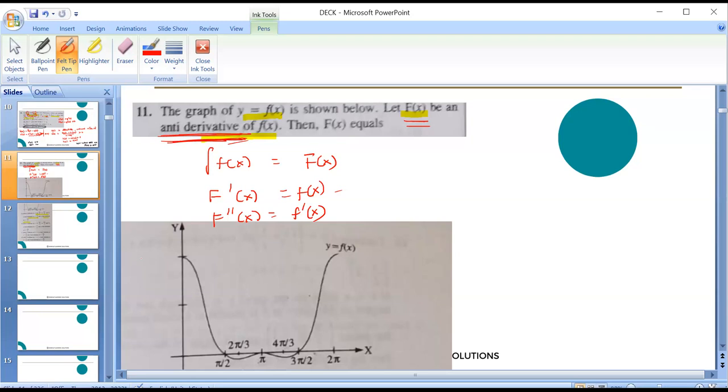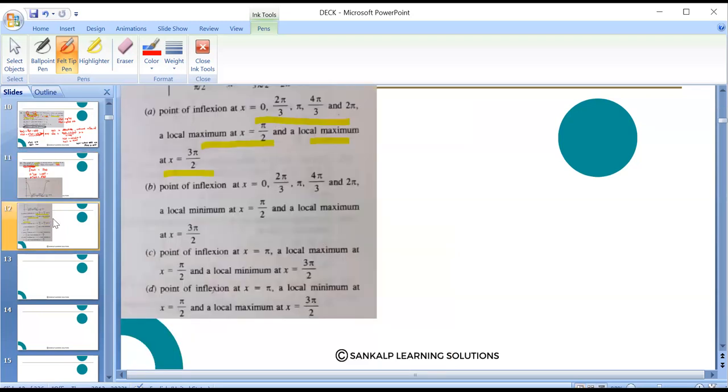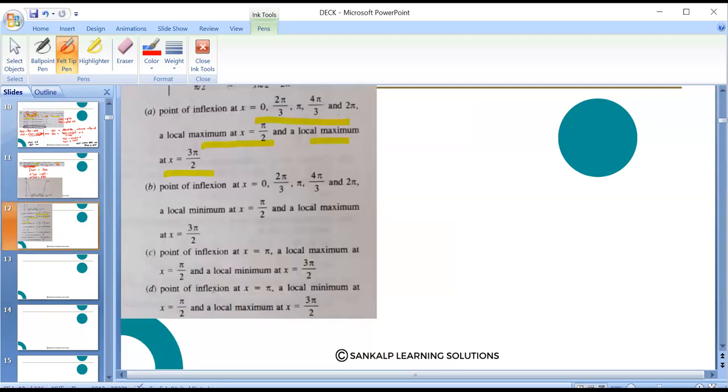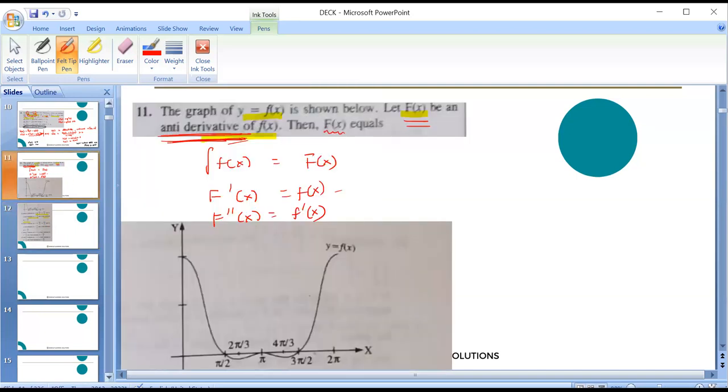Now, what we have to find? We have to tell about f of x. That means where is the point of inflection? Where is local maximum? Where is local minimum? So for local maximum, local minimum, you have to take the derivative equal to 0. That means you have to take the graph of f dash of x equal to 0.